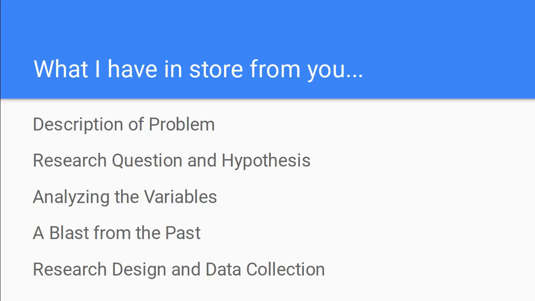So what I have in store for you. First we have the description of the problem, which will come soon, research question and hypothesis, analyzing the variables. Then we're going to go a blast from the past, which is going to be a literature review, just a quick glance over literature that's been published related to my research question. And then we're going to go over my research design and data collection.